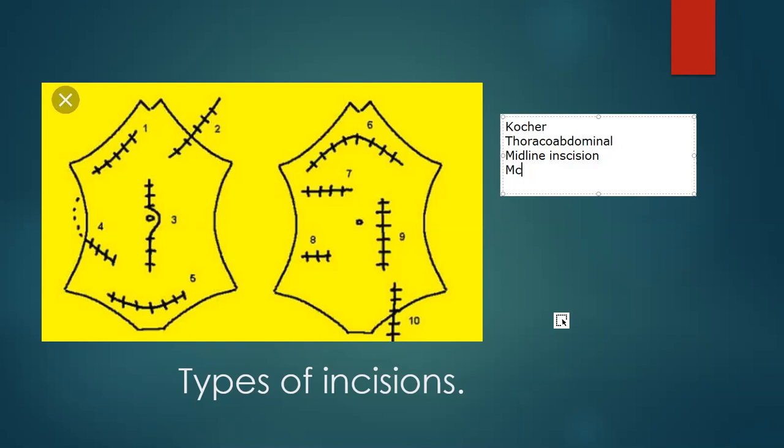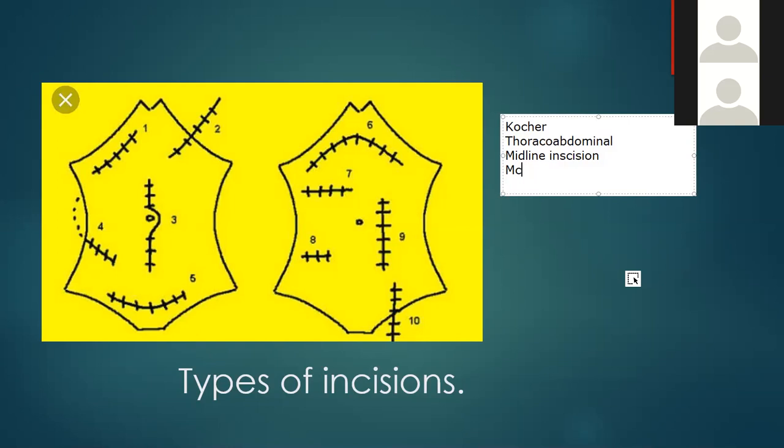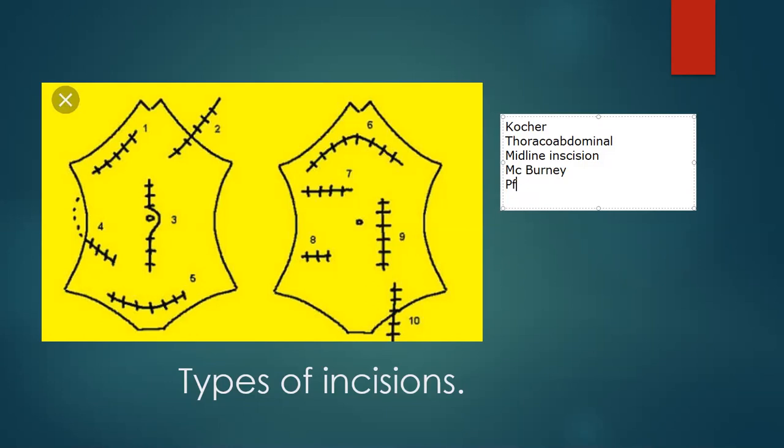Depending on the option you are given, if you are given the option of gridiron, you can go for gridiron for that localization. If you are given the option of McBurney, you can go for McBurney incision. Are you getting what I'm saying, doctor? Please take note. So let's choose McBurney incision. Okay? So number 5. What is number 5, doctor? Pfannenstiel incision.